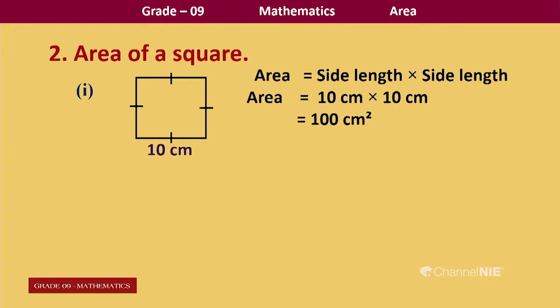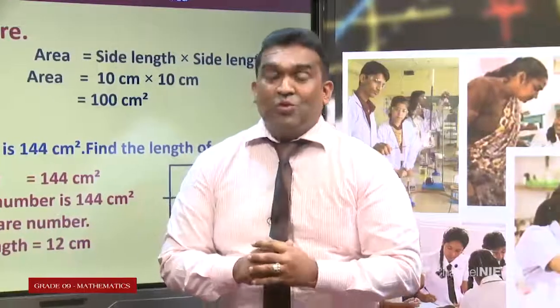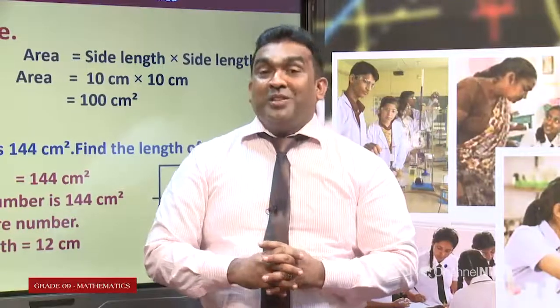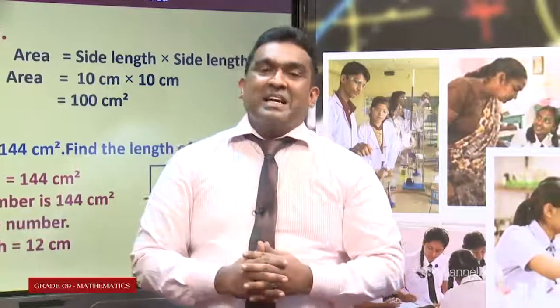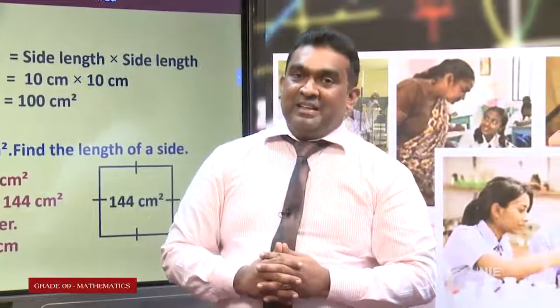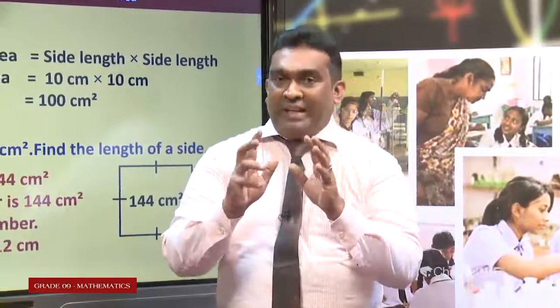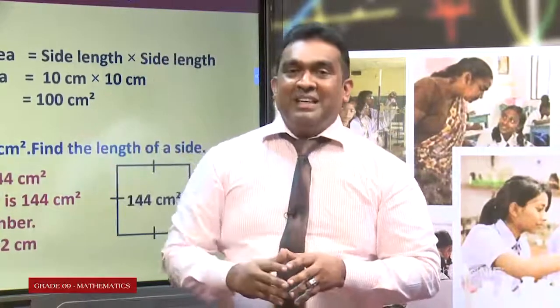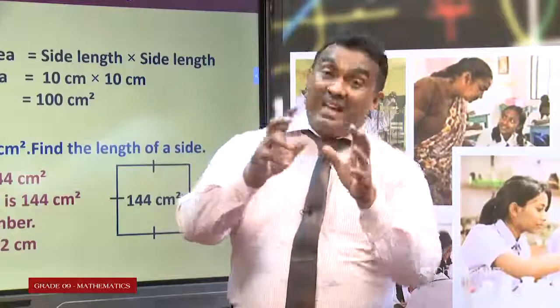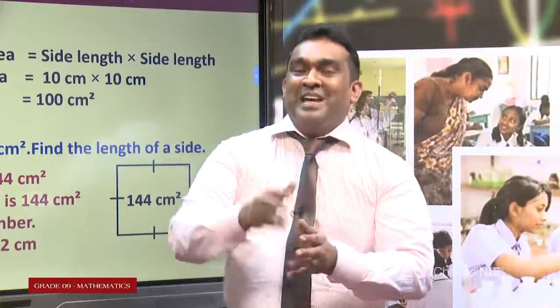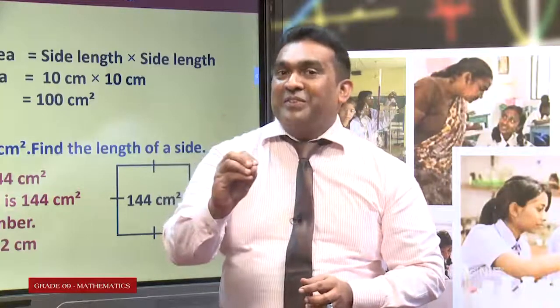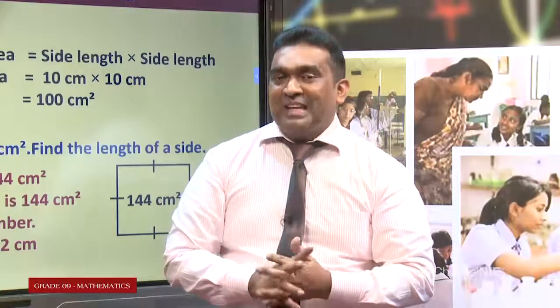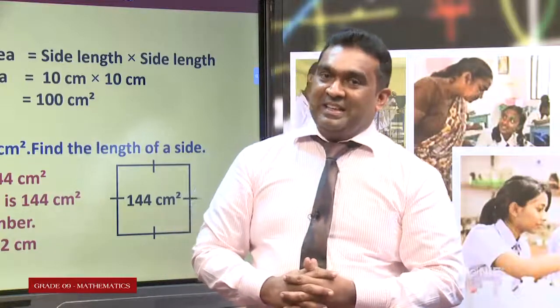Or otherwise, finding the square root of 144, then you can find out the side length. Right? If you want to find out area, what to do? Side length multiplied by side length. And if you want to find out the side length, what to do? Square root of area is the side length.